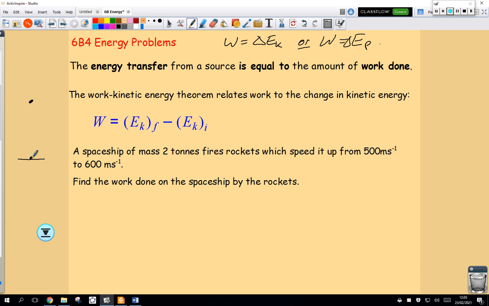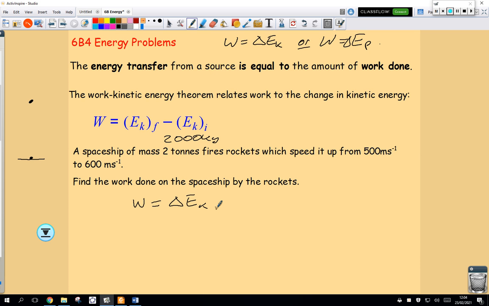So let's have a look at this problem. A spaceship of mass 2 tons, that's 2,000 kilos, fires rockets which speed it up from 500 meters per second to 600 meters per second. Find the work done on the spaceship by the rockets. Now remember, our basic formula for work is force times distance. We don't really know the force or the distance, but we do know the change in kinetic energy, and work is the change in kinetic energy. Work will be equal to the change in kinetic energy.